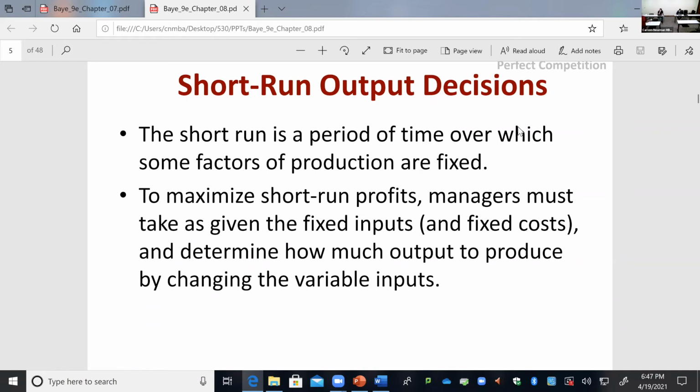Now, when we talk about firms making decisions, the time horizon matters. Short run decisions are going to be different from long run decisions. Remember, we said for the competitive firm, there is free entry and exit. That is only true in the long run.